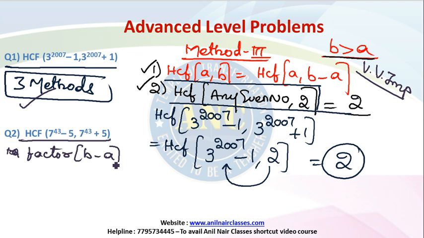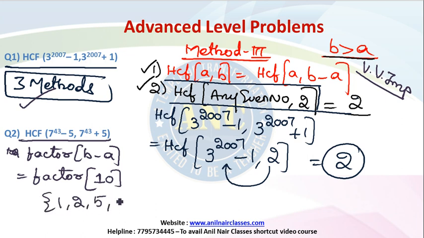HCF of 7 power 43 minus 5 comma 7 power 43 plus 5. Take the factors of their difference: 7 power 43 plus 5 minus 7 power 43 minus 5, which is 10. What are the factors of 10? Factors of 10 are 1, 2, 5, 10.